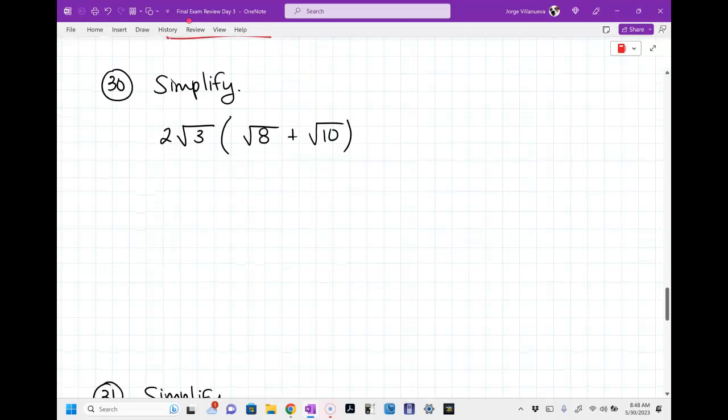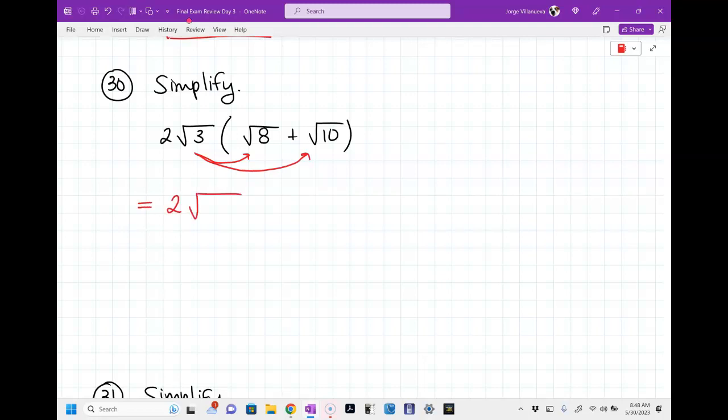The only difference is that now we have a distribution occurring. All right. So let's go ahead and distribute. We're going to distribute this times that, this times that. So 2 radical 3 times radical 8 is 2 radical 24. Okay, plus 2 radical 3 times radical 10 is 2 radical 30.